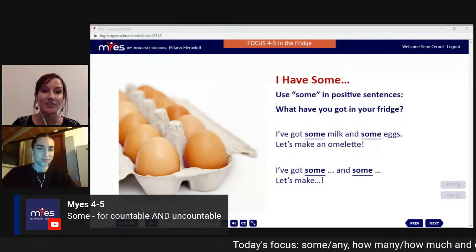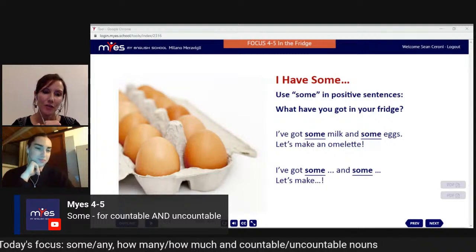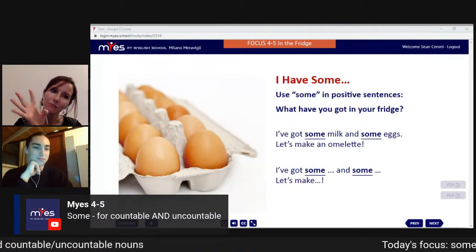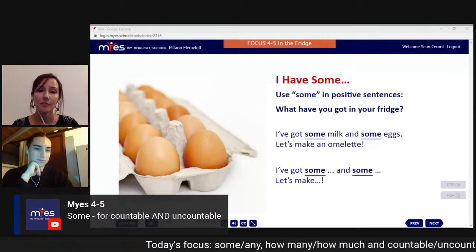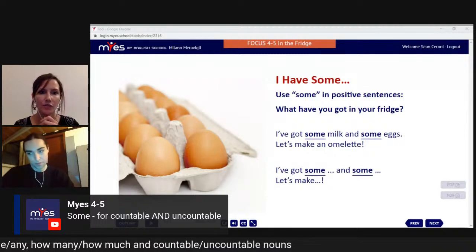Okay, so you can use "some" when you are usually describing a small quantity of something, for both countable and uncountable nouns. You can use it for both.